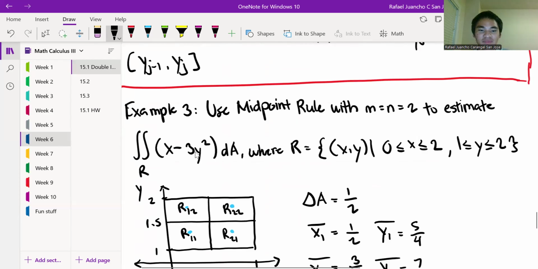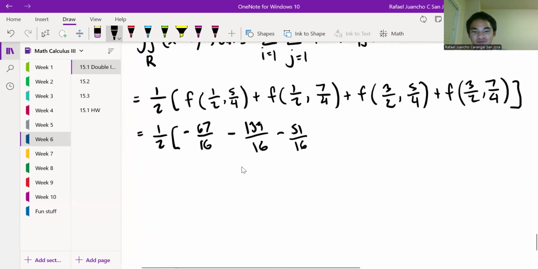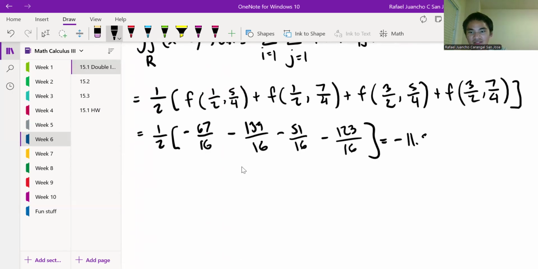There's a triple here. There's a multiplier that makes the negative more dominant. Okay, I'm going to trust that it's doing my thing correctly. So I have those four values, and I'm just going to go to the final answer. It's negative 11.875. That's my answer. So that's the midpoint rule.